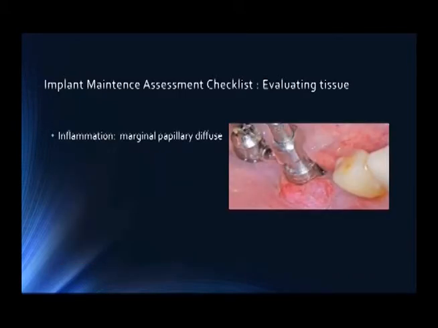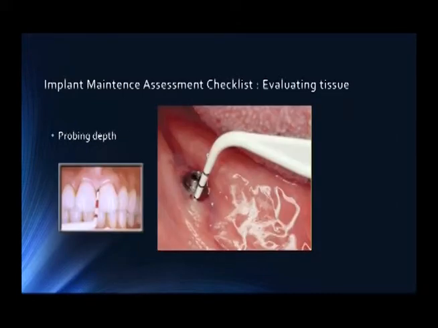We then have to evaluate the inflammation. Is it marginal or diffuse? Which one is it? And we need to make sure that we've noted all those issues down. Do we have a probing depth? And is the probing depth causing bleeding, or is it the same? Are we monitoring correctly? And don't worry, we're going to go through to probe or not to probe as we get further along.